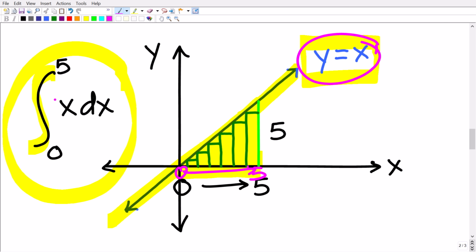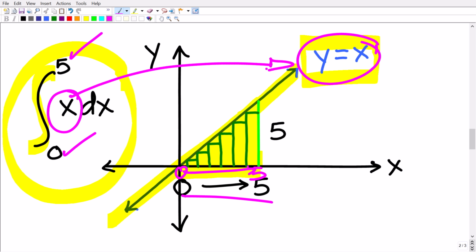Again, we're going to express this using the integral notation in calculus. So we're going to start from 0, and we're going to stop at 5 here on the x-axis. And what we want to do is add up all the rectangles underneath this line right here, y is equal to x. Now we have this little dx notation right there. That, of course, is important in the actual study of calculus, but for our example, it's not that important.